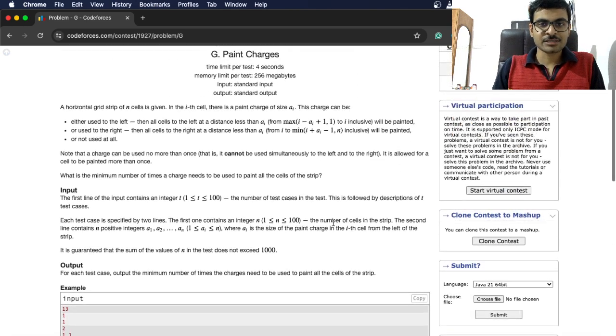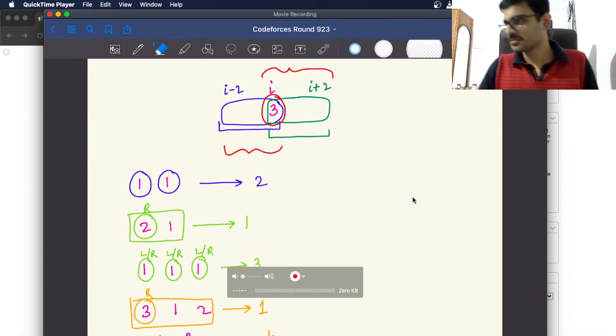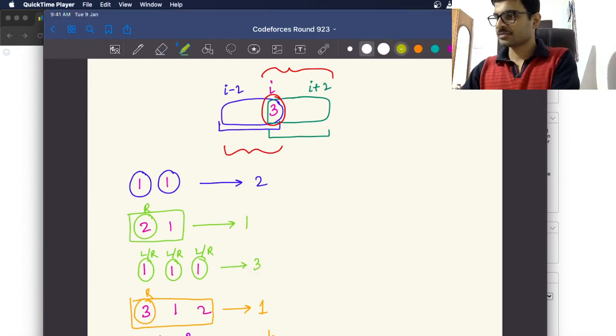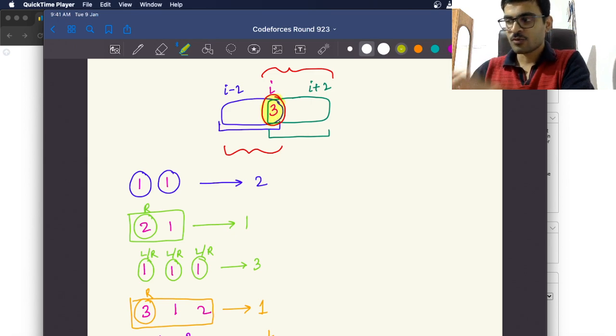Okay, so let us understand what this means. You can see I've taken this small example. Let's say at some index I you have 3. If you want this as your paint charge, it can paint 3 elements from here up to the left. That means from I to I minus 2 you have 3 elements. It can also paint 3 elements from here up to the right, I to I plus 2. So either this part can get painted or this part can get painted by this element.